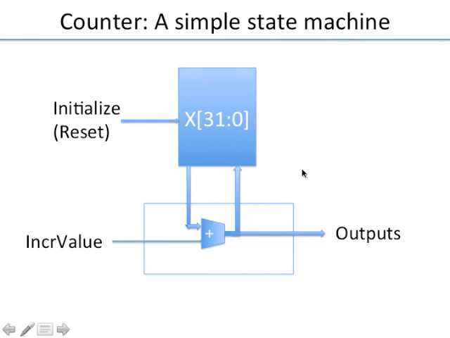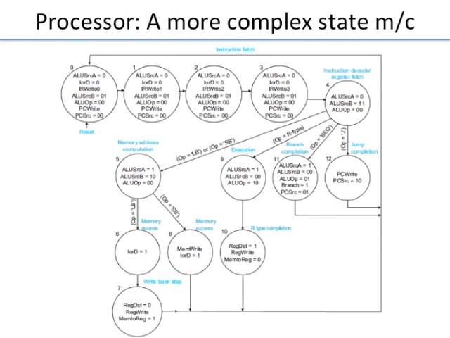So this is a very simple state machine, right? So let's look at a more complex state machine, which is a microprocessor. Okay, so in this microprocessor, there are a number of states out here. If you look at chapter 1 of the textbook, you will find a more detailed description of this particular microprocessor.